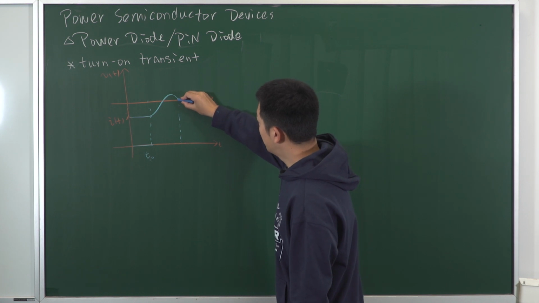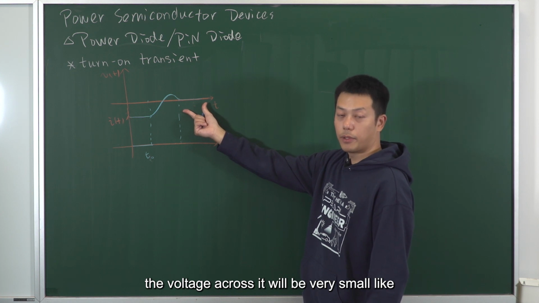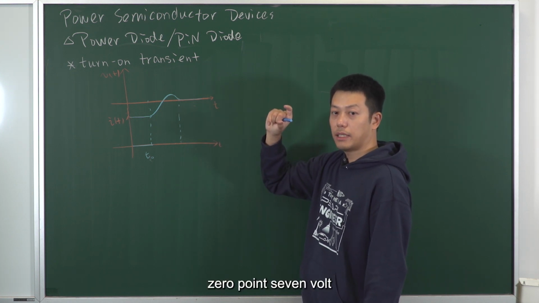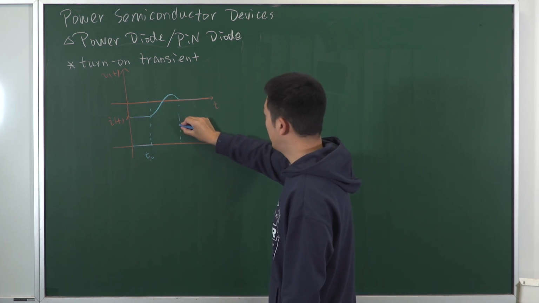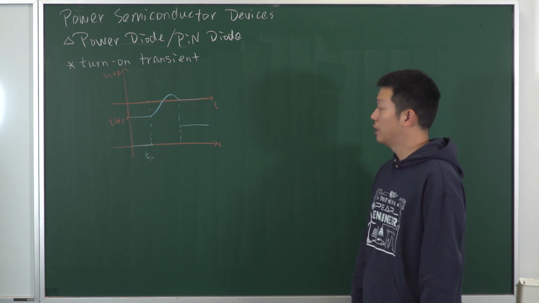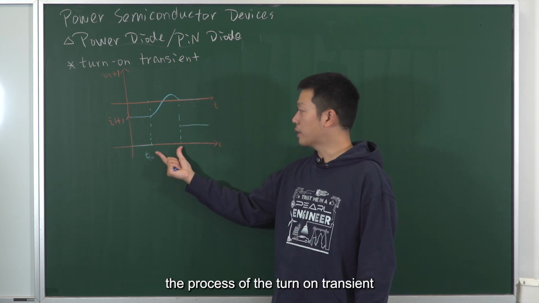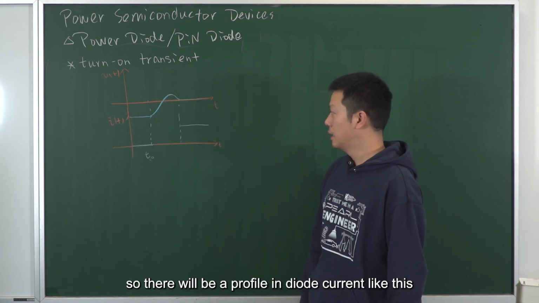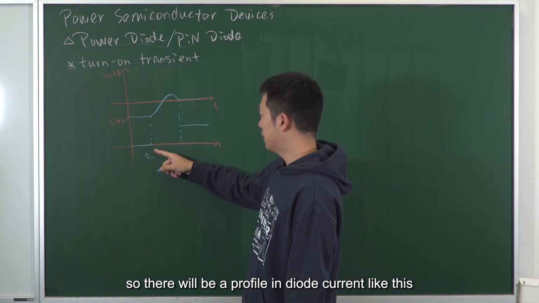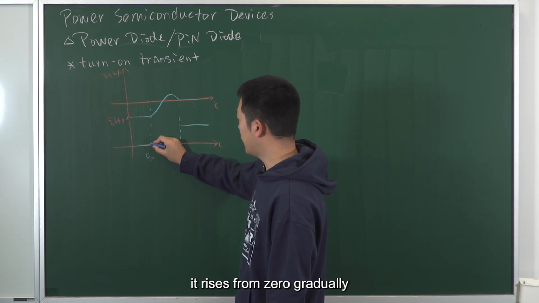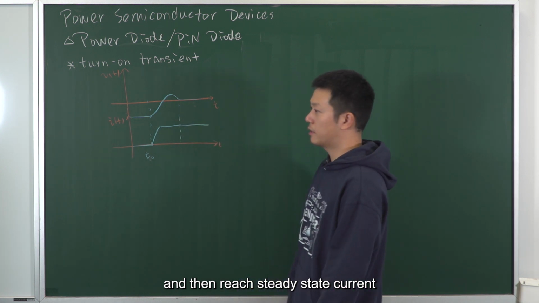So if the device is fully on, the voltage across it will be very small, like 0.7 volt, right? So almost 0. And the current will be a DC current. So those are clear, right? Here it's clear, here it's clear. The interesting part is the middle, the process of the turn-on transient. So there will be a profile of the diode current like this. It rises from 0 gradually, and then reaches the steady state current.